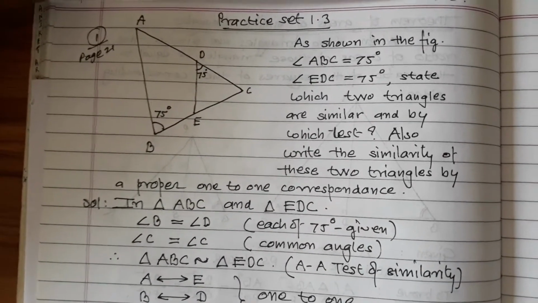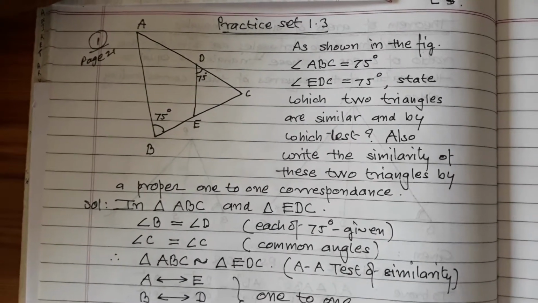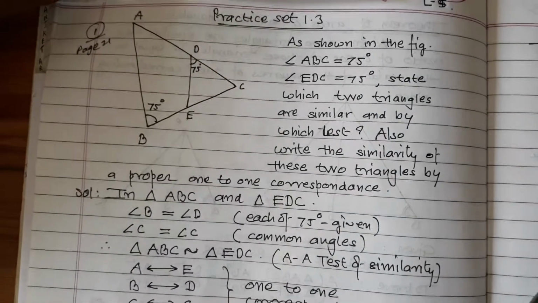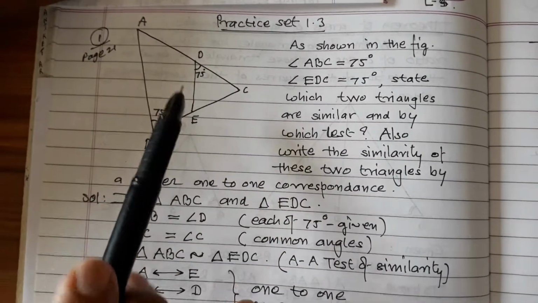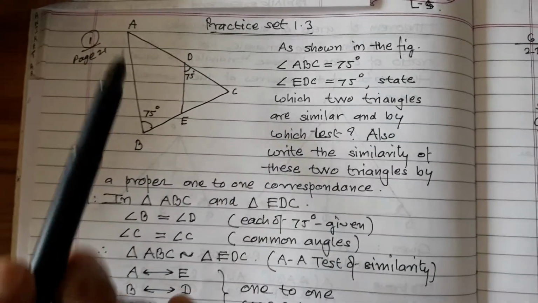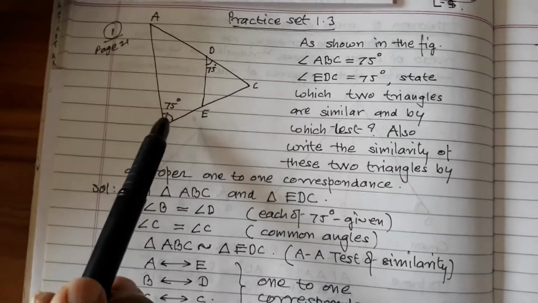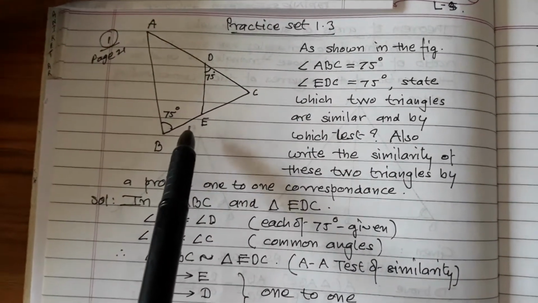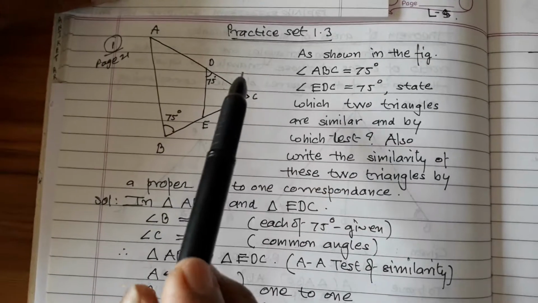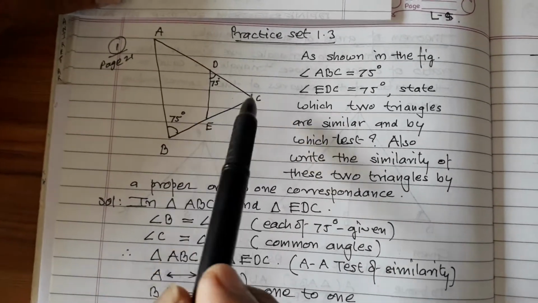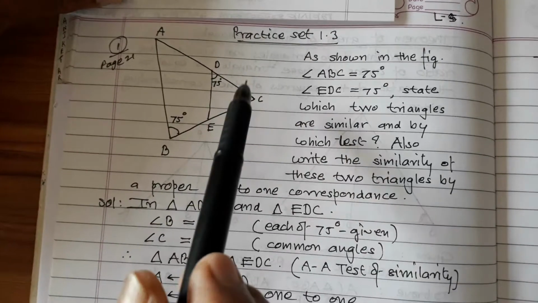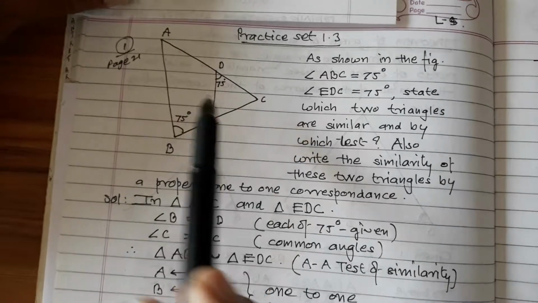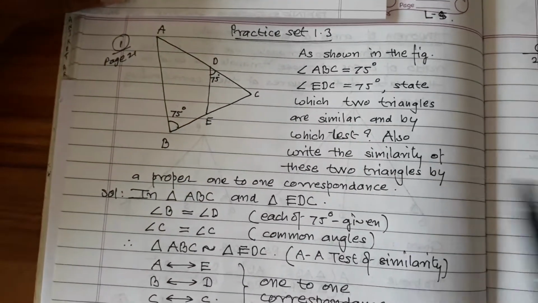Okay, so practice set 1.3, question number 1, page 21. Now look here, one figure is given, triangle ABC, and in this triangle angle B is equal to 75, given. Some other segment is there inside the triangle ABC, and in this triangle DEC, this angle is given 75. Okay, what is the question? I will first read the question.